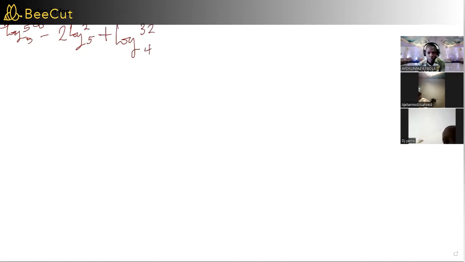I don't think that ends there. Then plus log 8 base 4, plus log 8 is 4. So this is what we want to solve. Are you with me now? Yes, sir. Now you can see the first two logs have base 5. Log 500 has base 5 and log 2 has base 5, while the next two have base 4. So you are going to treat them differently.